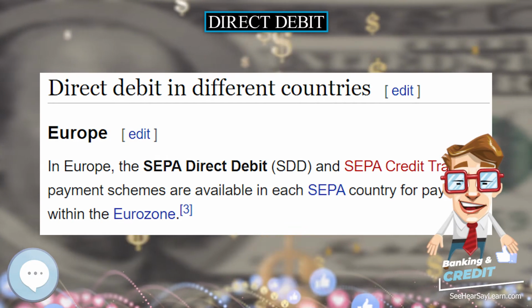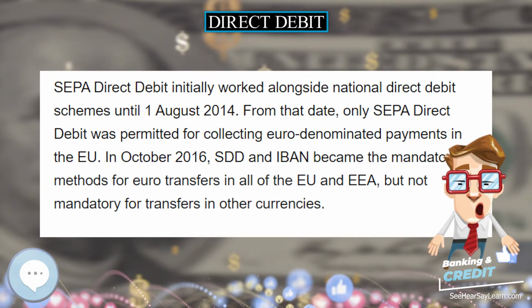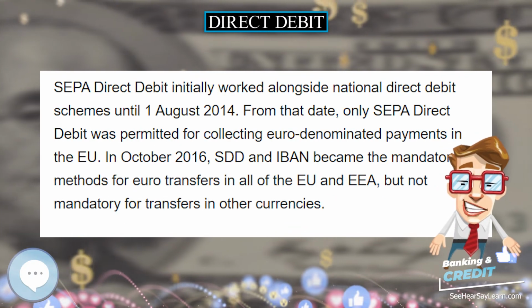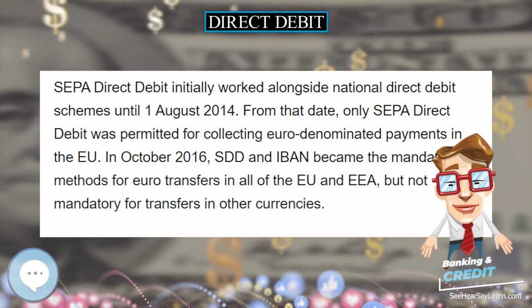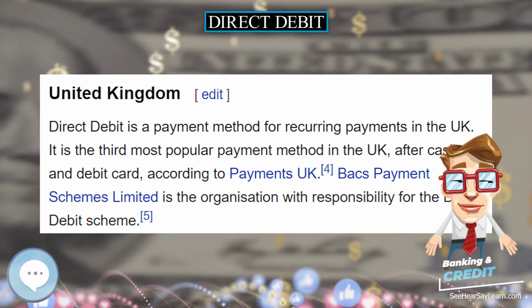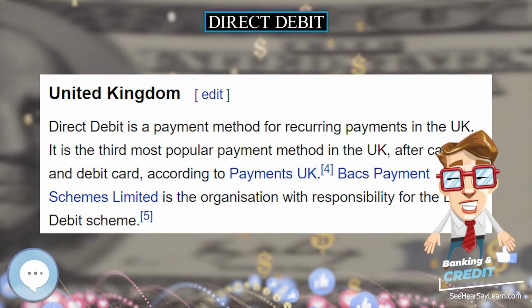The service, launched back in the early 70s, is called Betalingsservice and is used by about 96% of Danish households. Japan. Direct debit is a very common payment option in Japan.